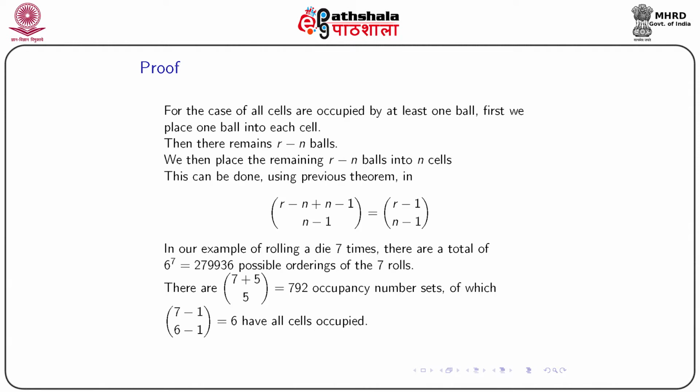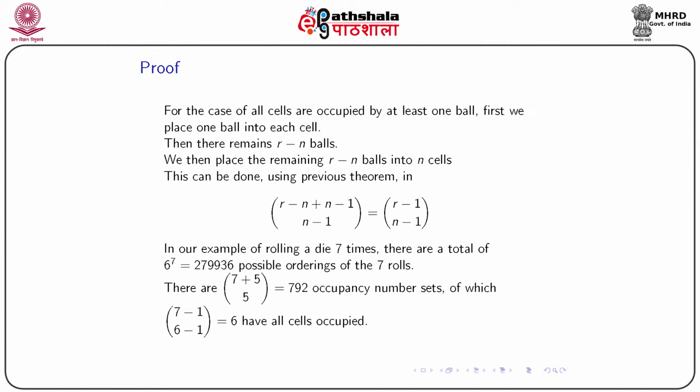For the case where all cells are occupied, if we put the restriction of at least one ball in each cell, first we have to place one ball into each cell. So if there are r balls and each cell contains one ball, we are left with r minus n balls. Then we can place the remaining r minus n balls into n cells, and this can be done using the previous theorem. R minus n plus n minus 1 choose n minus 1 is the same as r minus 1 choose n minus 1.